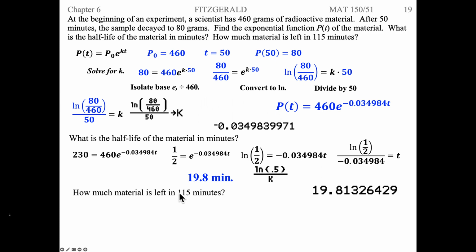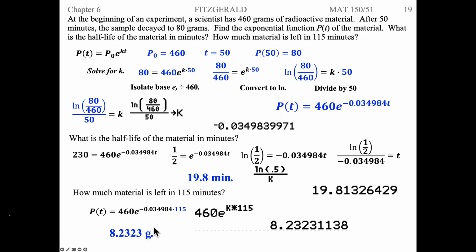How much material is left in 115 minutes? We'll go right back to our function that we created in the first part, and we'll put 115 in for t, and we'll go to the calculator. There's my substitution of 115. There's my calculator entry. Again, 460 times e to the, instead of typing that decimal, I'm just going to use my stored value k times 115. And we get the answer of 8.2323.